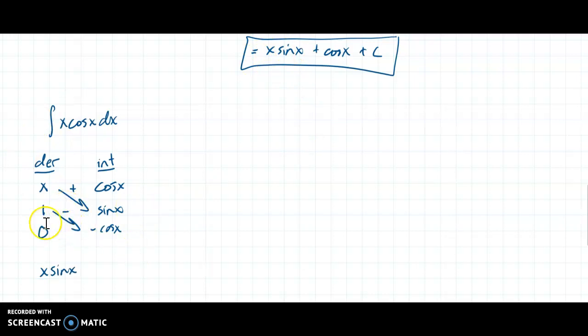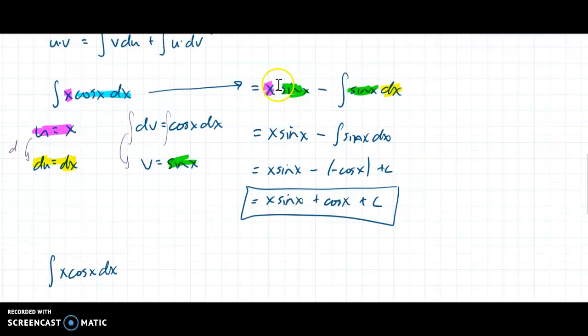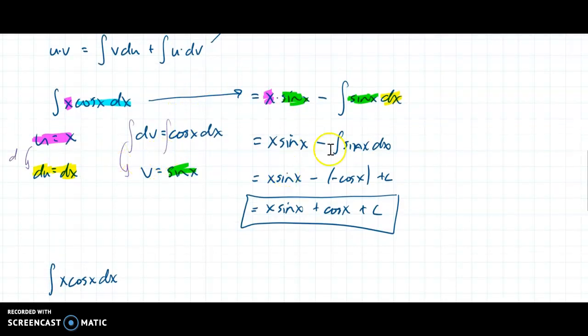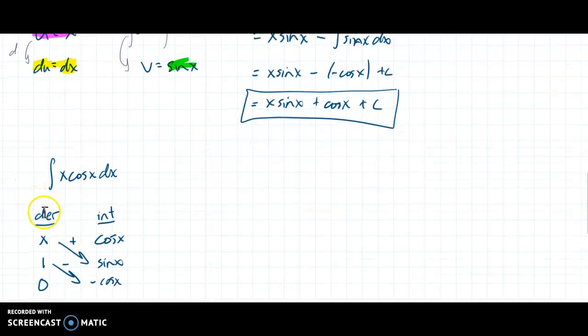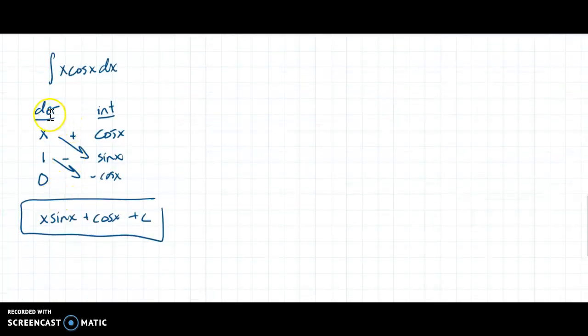And then here I get a double negative. I get 1 times cosine x. So I get plus cosine x plus a constant. Boom. See how fast that is compared to, wait, what's u, what's v, what's the formula, right? I just throw it in the tabular method, do my dir, my int, dir till it goes away, int as much as I need to, and then multiply diagonally.